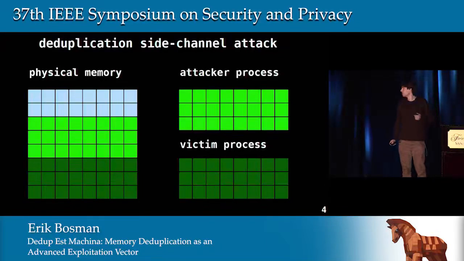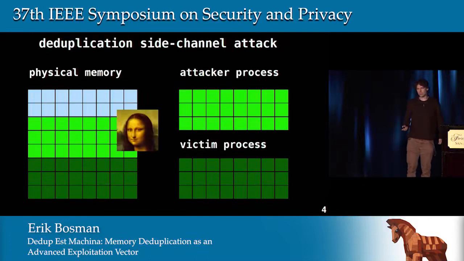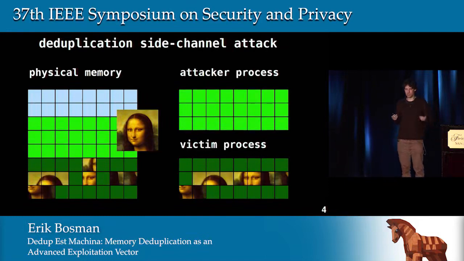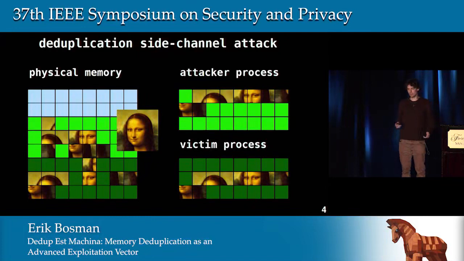So how does this deduplication side channel attack work? Well, say an attacker has control over some memory, and a victim has its own memory, and the attacker wants to know whether a certain picture is inside the address space of the victim. So in this case, it is. What the attacker does is recreate the pages that it wants to probe for in its own address space, and then it waits for the operating system or a hypervisor.